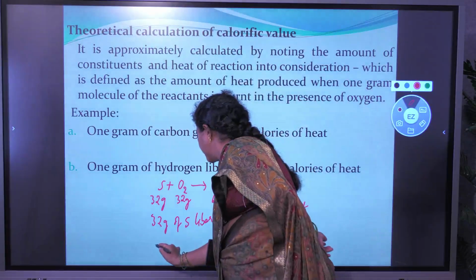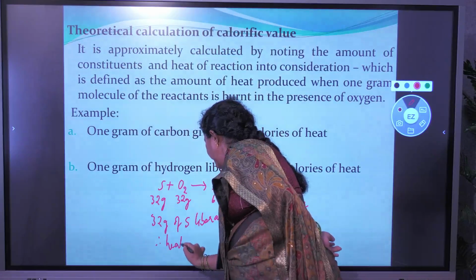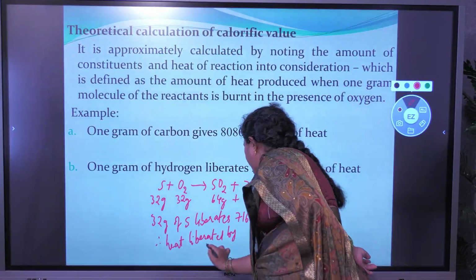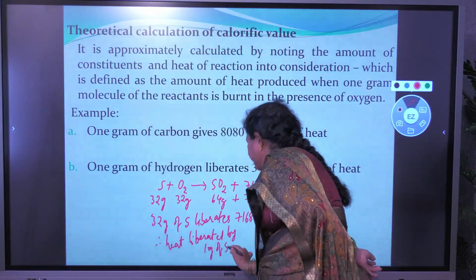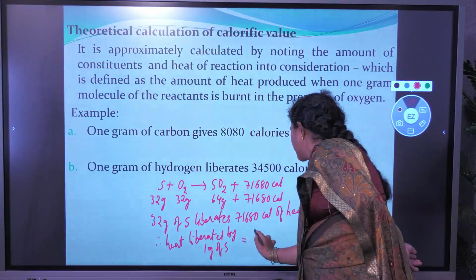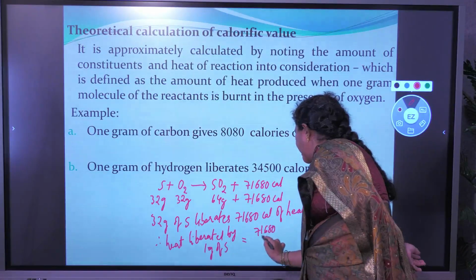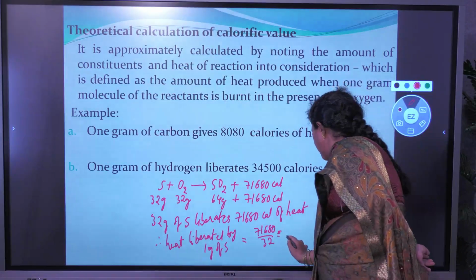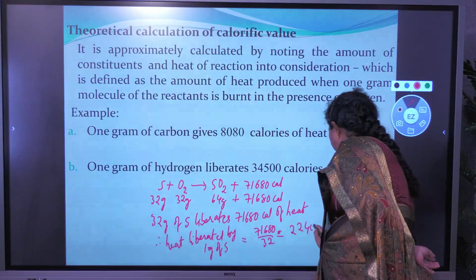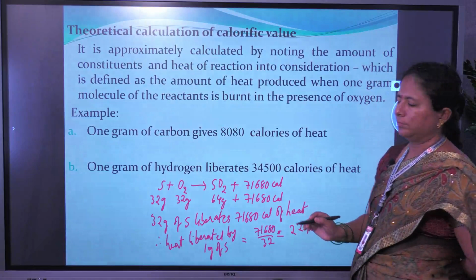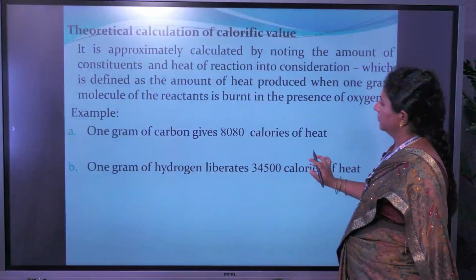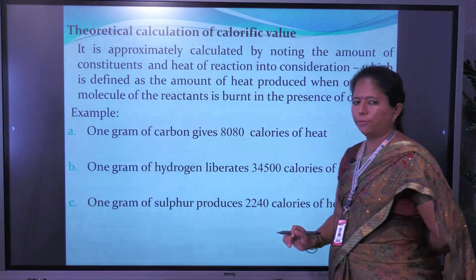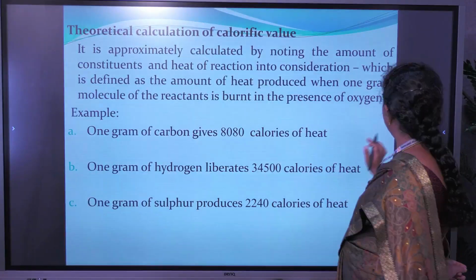Therefore, heat liberated by 1 gram of sulfur is equal to 71,680 by 32 is equal to 2,240 calories. That means 1 gram of sulfur produces 2,240 calories of heat.